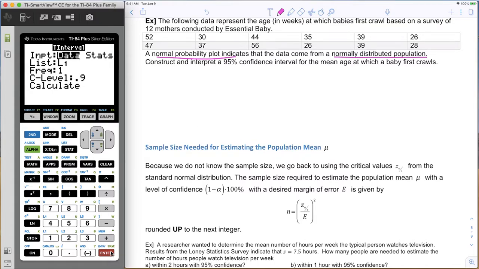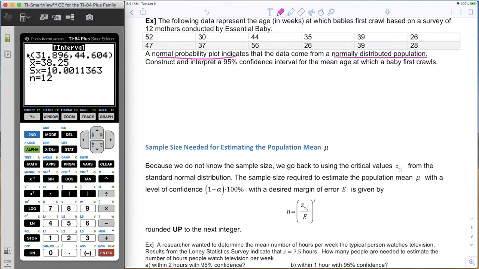The calculator will do that all in one step. So now we want to change the confidence level to 0.95 because it's asking for a 95% confidence interval. Highlight Calculate and press Enter. So not only does it give us the confidence interval here, it also tells us the values of the statistics X bar and S, just for fun, why not?